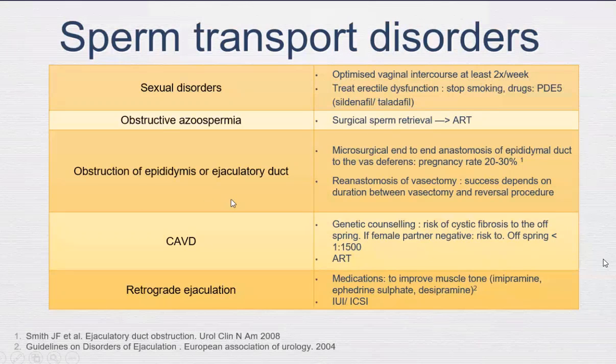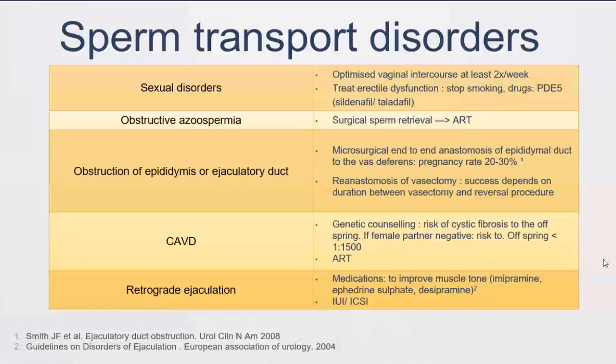Obstruction of the epididymis or ejaculatory duct, for patients who underwent vasectomy, we re-anastomose the vas deferens, and usually it will give you a success depending on the duration between vasectomy and reversal procedure. CAVD definitely will need to go through PESA or TESE. But the most important thing is the genetic counseling, because there is risk of passing cystic fibrosis to the offspring. And retrograde ejaculation, there are some drugs that can be prescribed, provided that the patient is not having any spinal cord disorders and autonomic dysfunction, followed by IUI and ICSI.